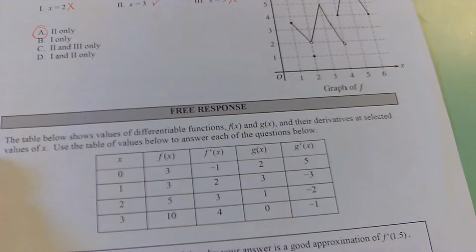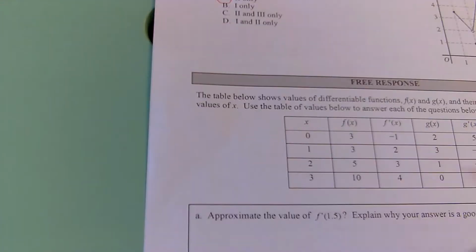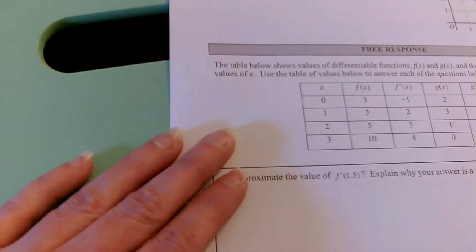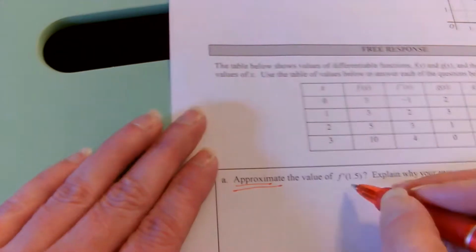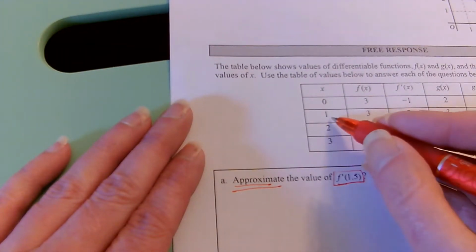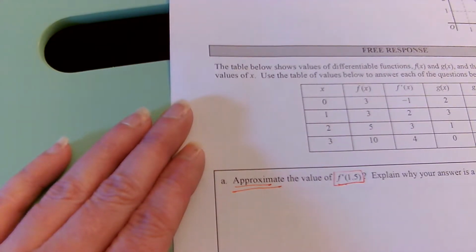So we have a table with a lot of values. We're going to have to go back and forth and look at that a lot. And the first thing I see is that it says we want to approximate f prime at 1.5. So 1.5 lies between 1 and 2. So I'm estimating the slope. So I'm going to find the slope.